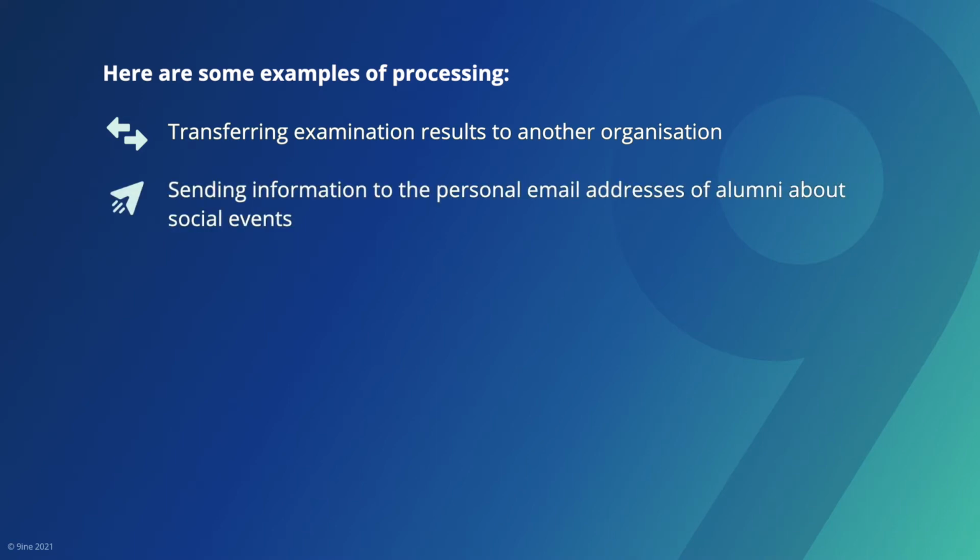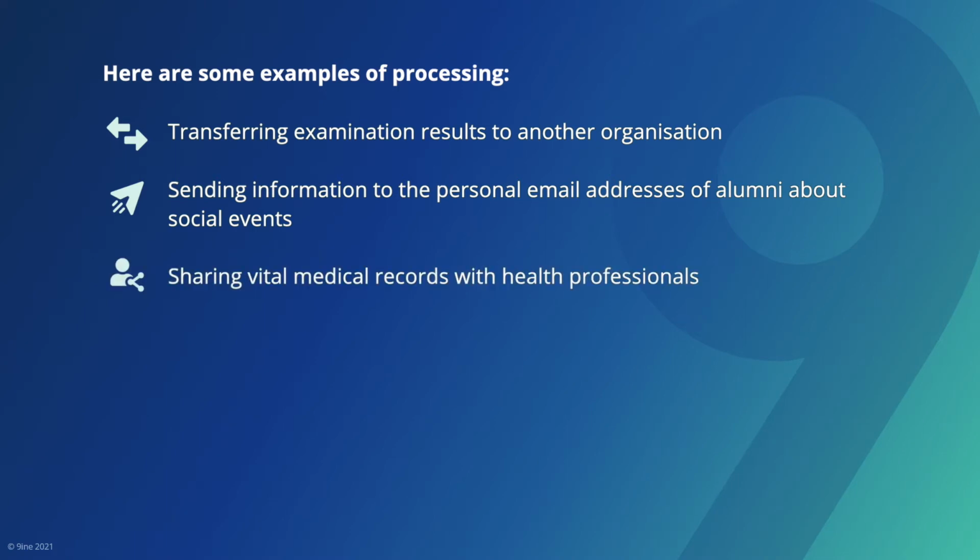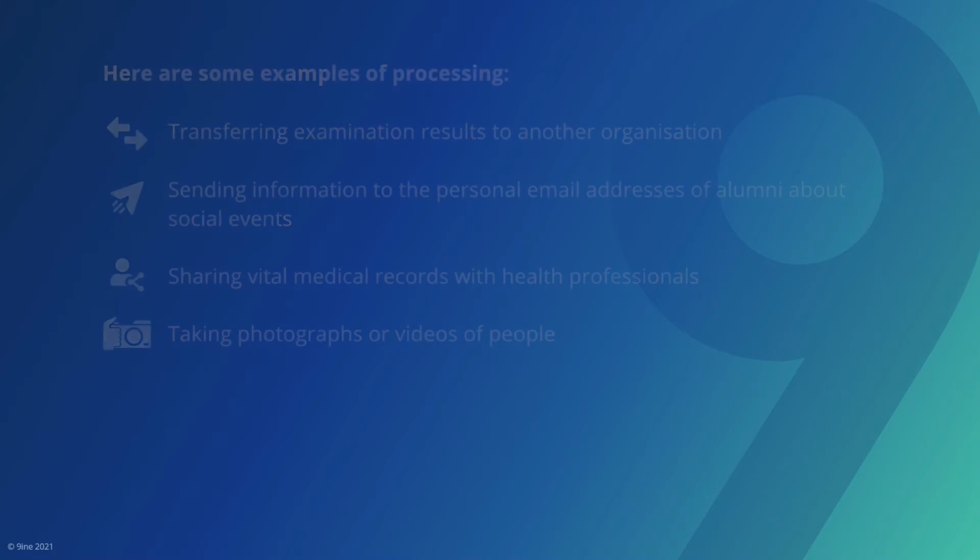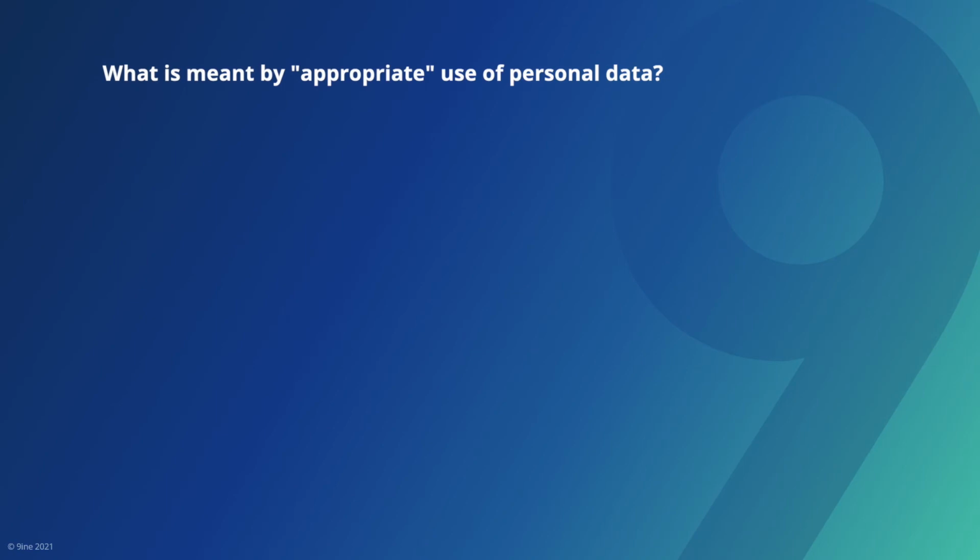Sending information to the personal email addresses of alumni about social events. Sharing vital medical records with health professionals. Or taking photographs or videos of people. These are just some examples of processing personal data. In short, doing almost anything with personally identifiable information could be described as processing, and thus could be regulated by law. So what is meant by appropriate use of personal data?